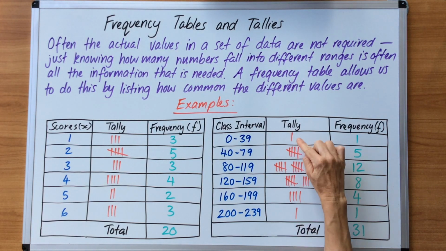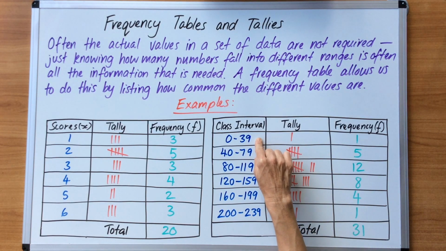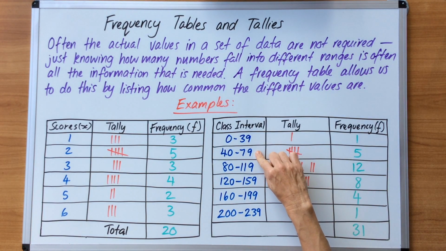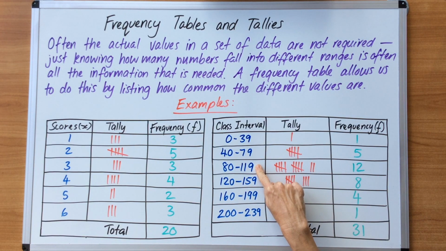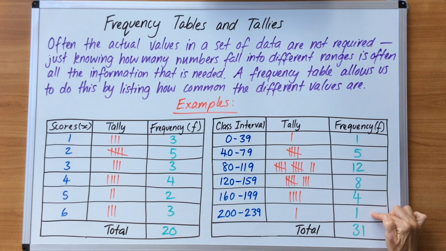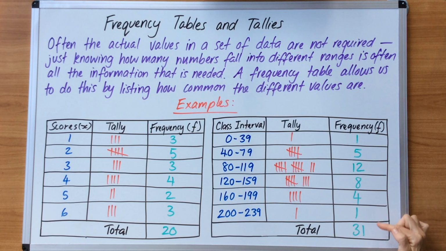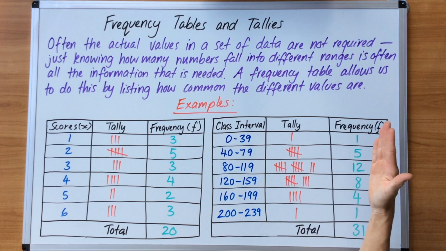Again, we look at the tally. The tally tells me there was one number that fitted in between the values of 0 to 39. There was 5 numbers that fitted in the values of 40 to 79. There was 12 that fitted in the values of 80 to 119, and so on. You then write the digits down, so you count your tallies, 1, 5, 12, and so on. You add these up and it gives me 31. That tells me there were 31 numbers in the data that has been slotted in these intervals, tallied, and added.